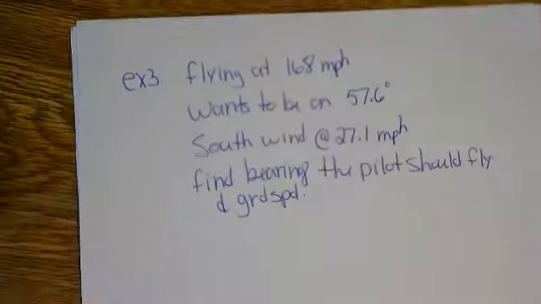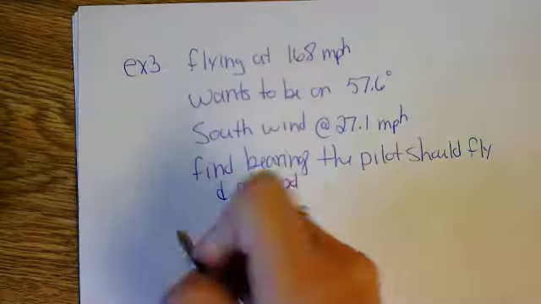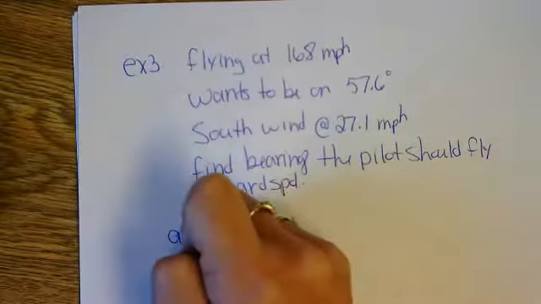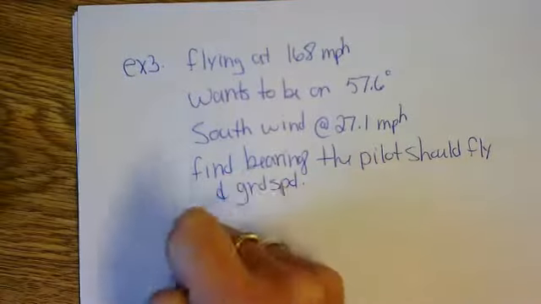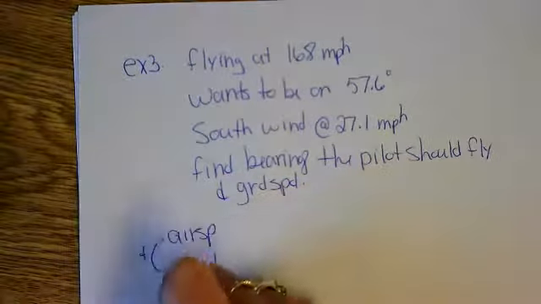Okay, so again, dissect what's given to you. Figure out which information is going to the airspeed vector, which information is the wind, and which one's the ground speed. So the airspeed vector and wind get added, and then we've got ground speed.